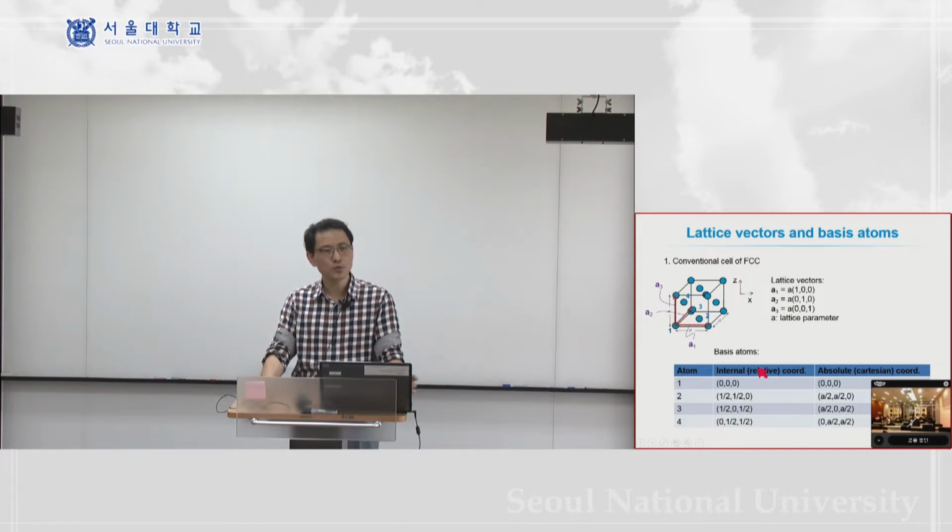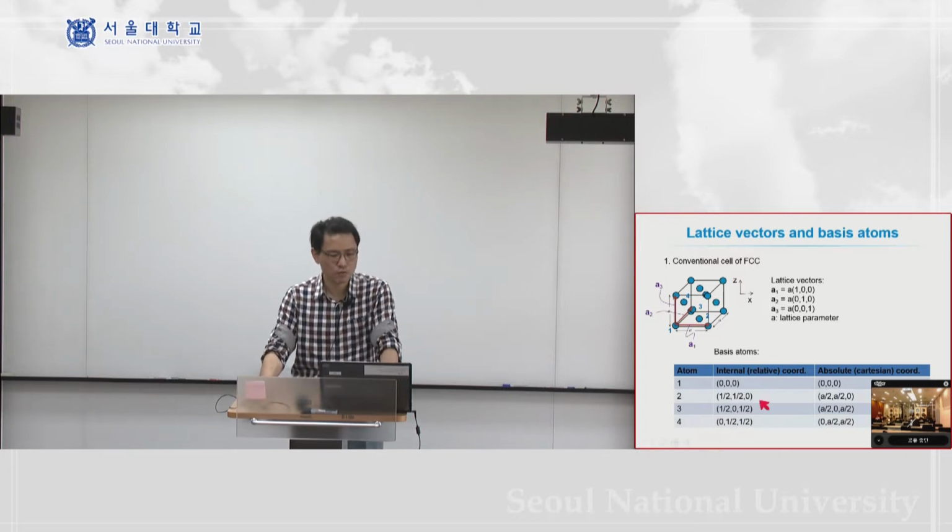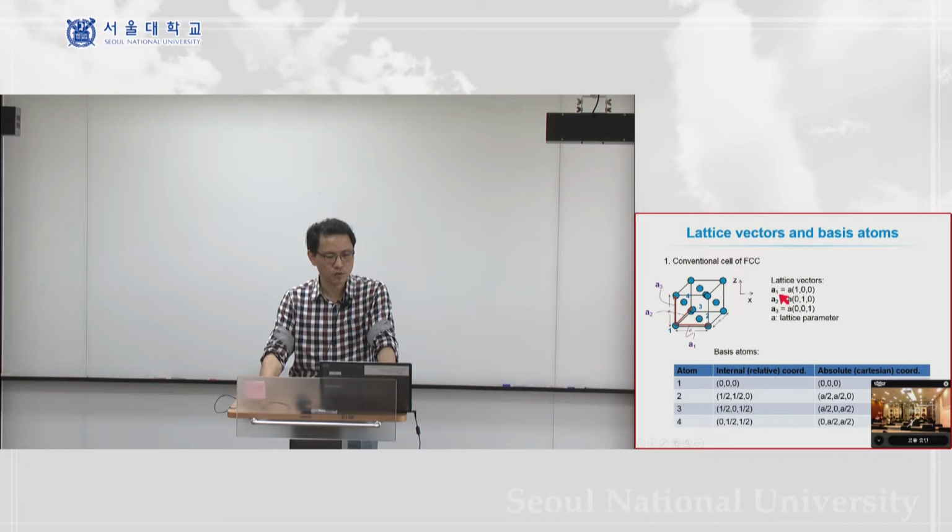There are 2 ways that we represent these basis atoms. The first one is the so-called internal or relative coordinates. This is with respect to the 3 lattice vectors A1, A2, and A3. For example, this is the second atom at the bottom here. This is actually half of A1 plus half of A2. You can see here, its internal or relative coordinate is half, half, and 0. Likewise, the 3rd and 4th atoms can be represented like this, as internal coordinates.